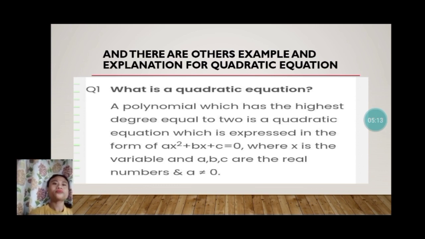Question number 1. What is a quadratic equation? A polynomial which has the highest degree equal to 2 is a quadratic equation, which is expressed in the form of ax squared plus bx plus c equals 0, where x is the variable, a, b, and c are real numbers, and a does not equal 0.